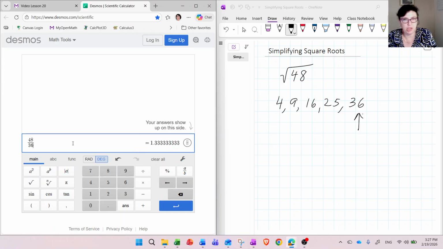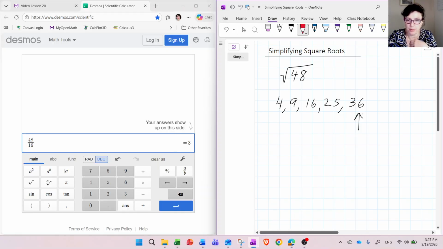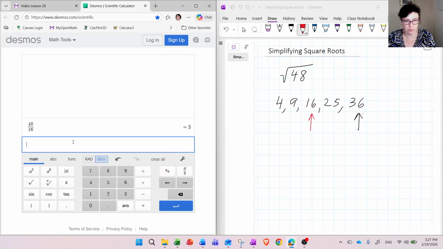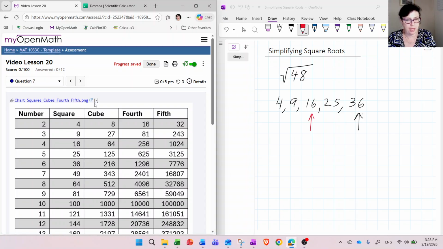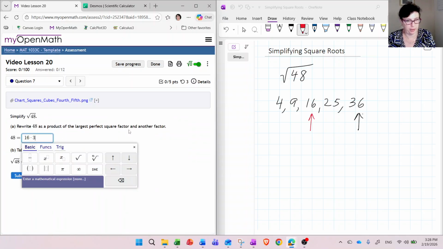Is 48 divisible by 36? No, because we can see that it's 1.33 and that's not a whole number, so we're sure that that's not going to be 36. Okay, let's move to the next one. How about 25? No, we see some decimals, so that doesn't work. How about 16? Yes. So we were able to get to this number and then we stop. And we can see that 48 can be written as 16 multiplied by 3. I can just check that right here and see that 16 times 3 is 48. That will go in the following blank.